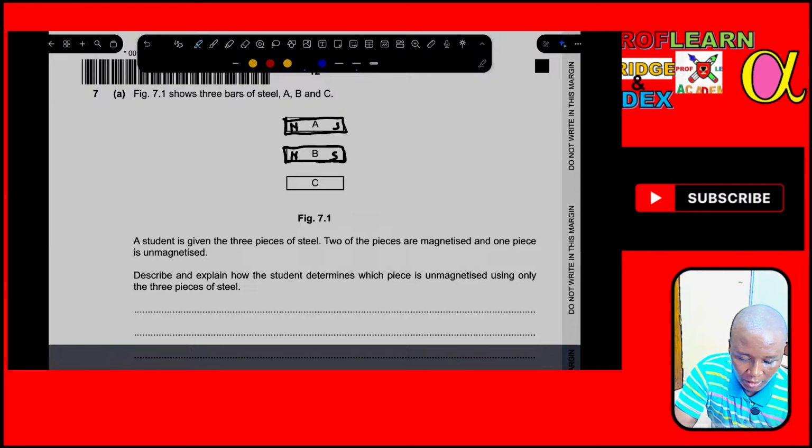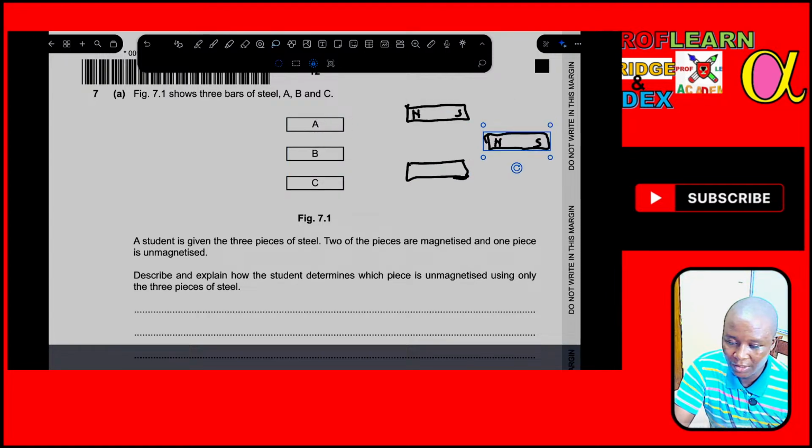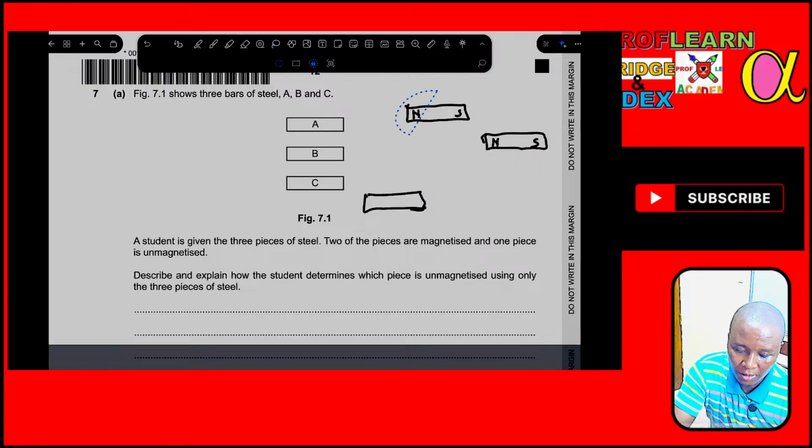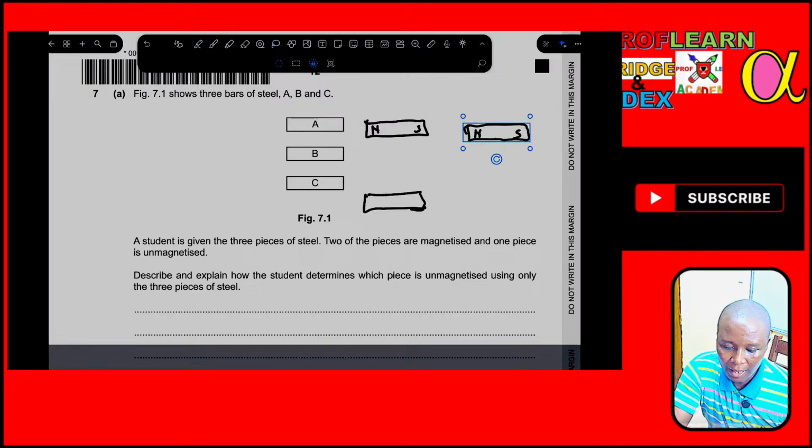let me just have this one. This one is not magnetized, and I'm going to separate and have my pieces here. So we are having a piece that is magnetized and another piece that is not magnetized, and we have another piece that is magnetized here. So in the process, what a student will do is take one piece and bring it close to another piece. Check, is there attraction or repulsion?